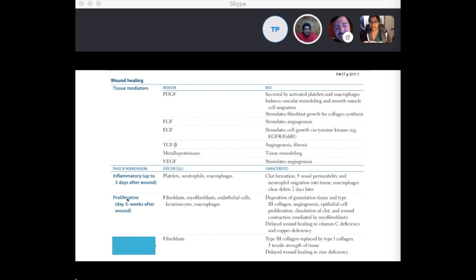So now you have fibroblasts, myofibroblasts, endothelial cells, keratinocytes, all these guys coming in to deposit tissue and collagen, and then you have angiogenesis going on, proliferation happening, hence the name of the stage, wound contraction, all of that stuff. And then remodeling is 1 week to 6 or more months after the wound. And this is primarily fibroblasts laying down collagen, and type 3 being replaced by the stronger type 1 to increase the strength of the tissue.